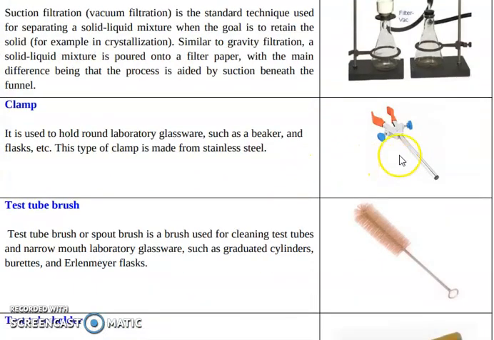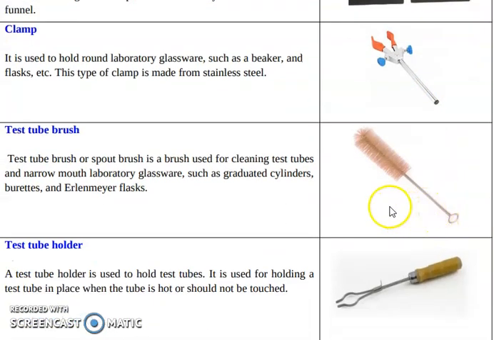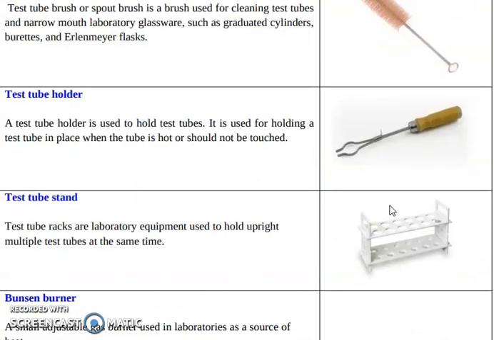Now friend, clamp. You know, it is used to hold round laboratory glassware such as a beaker and flask. This type of clamp is made of stainless steel. Look at here, test tube brush. Test tube brush or a spot brush is a brush used for cleaning test tubes and narrow mouth laboratory glassware such as graduated cylinder, burette, and Erlenmeyer Flask.